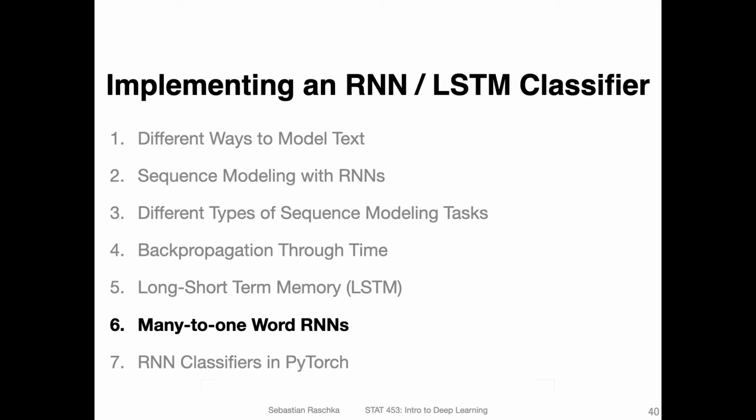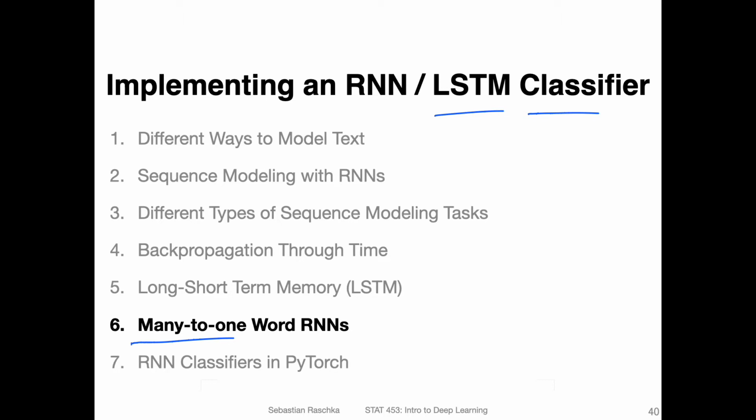All right, so the plan is now to implement a recurrent neural network with an LSTM as a classifier to classify texts. So this will be a many-to-one word RNN because we are going to read in texts and then we regard each word as a token in that sequence. So in this video, I'm going to outline the different steps that are necessary for that. And then in the next video, we will take a look at how that looks like in PyTorch.